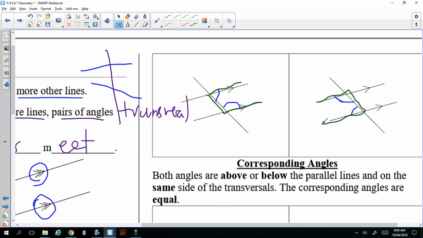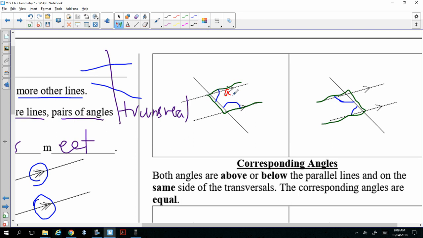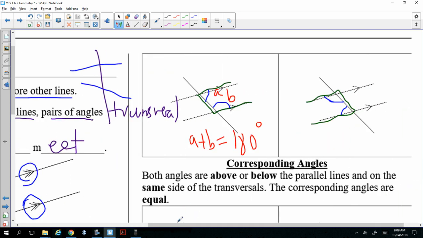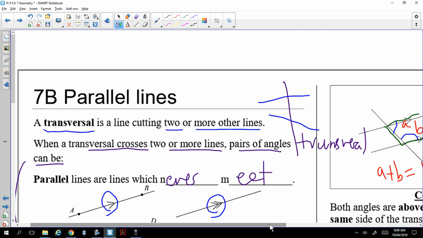It says it right there, but let me write it again. To remind you, if I've got A and B, A plus B equals 180. That's what co-interior angles do. Whereas the alternate angles are equal, co-interior angles are supplementary. Only 180.